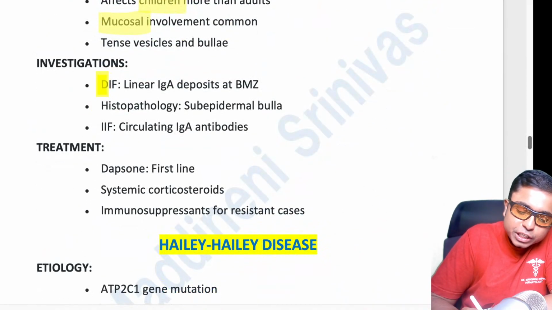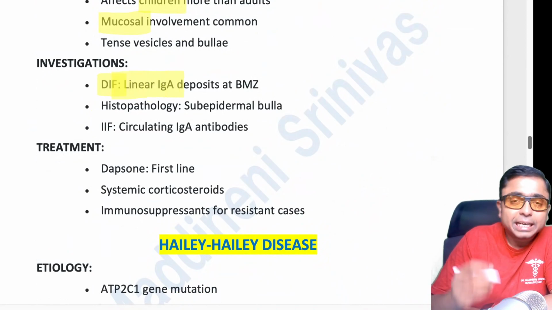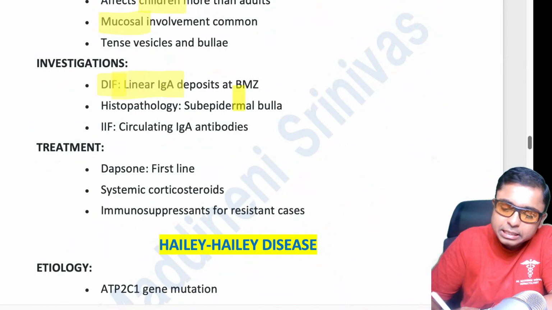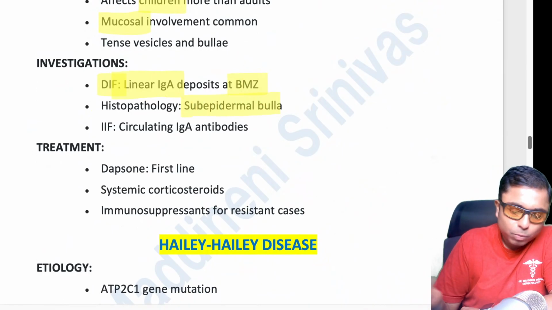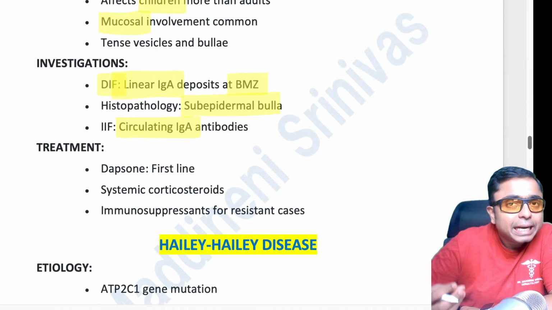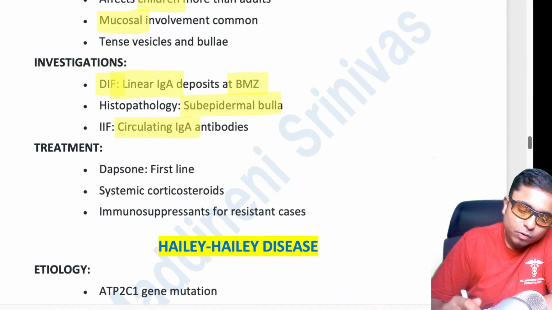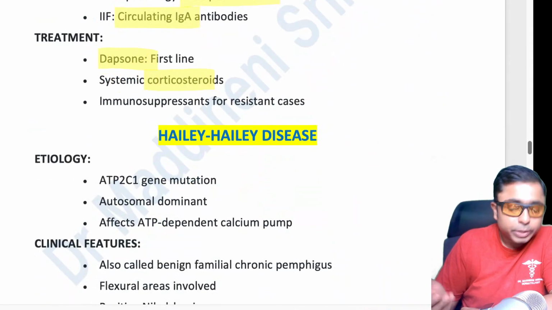And investigations, if you perform direct immunofluorescence, we are going to see linear deposition of IgA. That is the reason why it is called linear IgA disease, of course, along the basement membrane zone. Histopathology, subepidermal bulla, not rocket science. Circulating IgA autoantibodies can be seen in indirect immunofluorescence. Treatment, dapsone is the first line treatment. Systemic steroids can also be used.